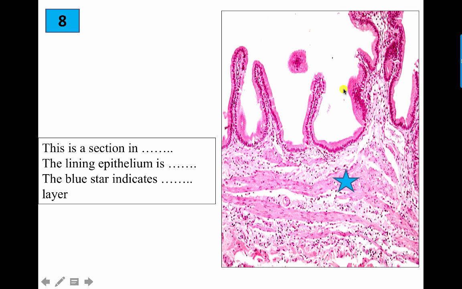Here, this is a section showing a structure with a lumen and a folded mucosa like this, and of course, this is a section in the gallbladder. The lining epithelium here, as you see, is simple columnar epithelium, one layer, and this blue star indicates the muscularis layer of the gallbladder.